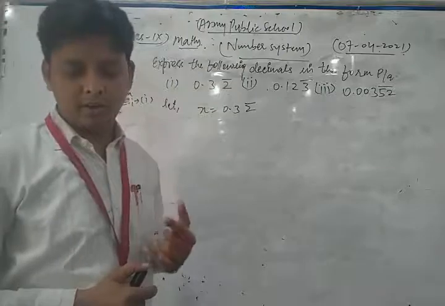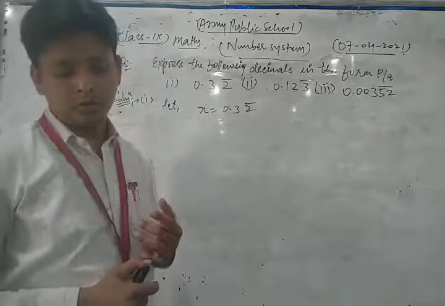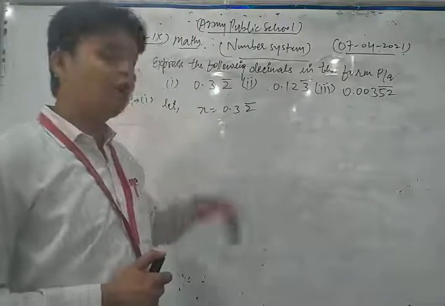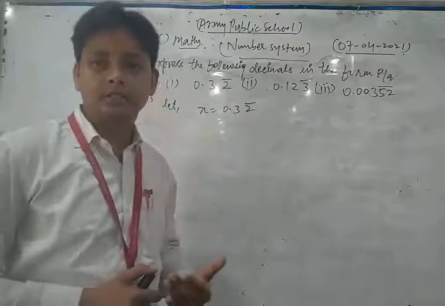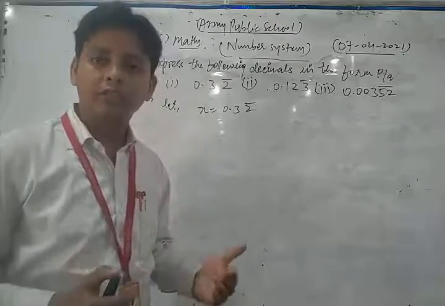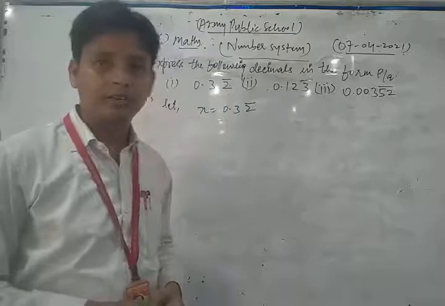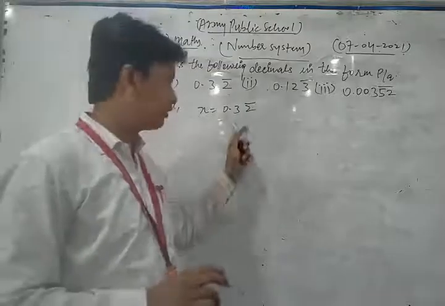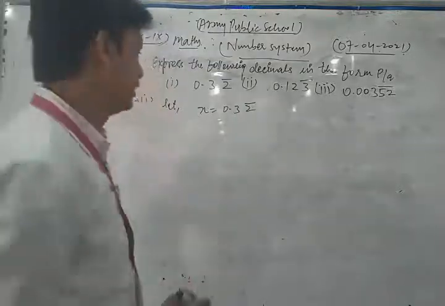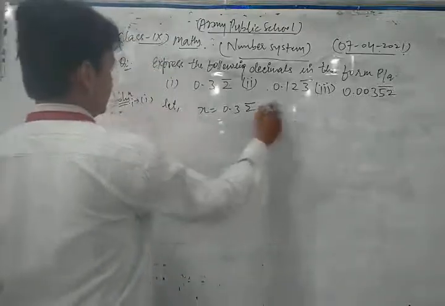Now, we must find how many digits after the decimal do not have the bar. Which is what? 1. Here, take equation number 1.